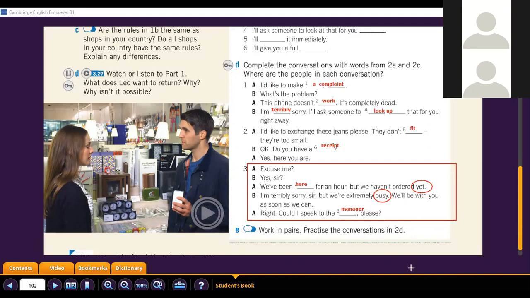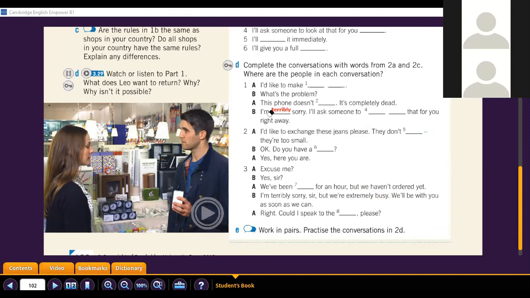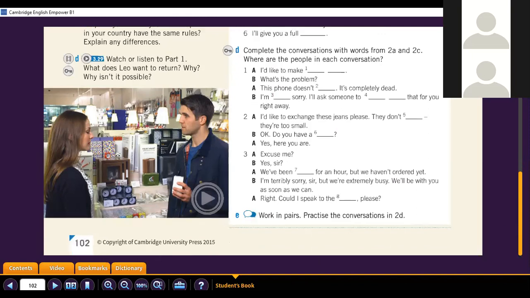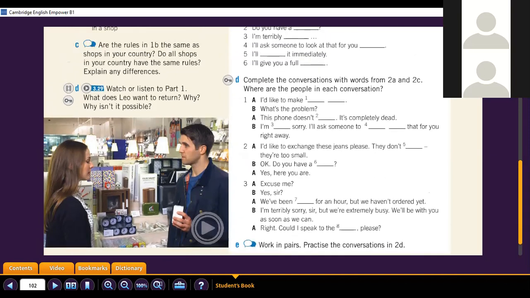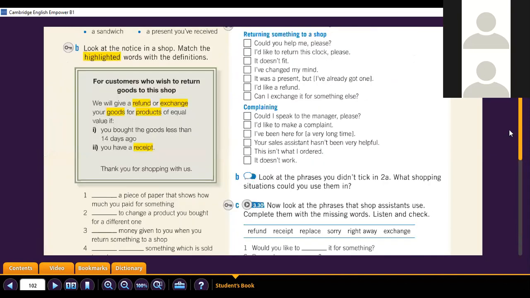So we have here some little examples of conversations that you probably have to make later on. So let's continue with the next part. In the first part, we see this guy, Leo, trying to get a refund, right? Can you remember what was the last phrase he said?